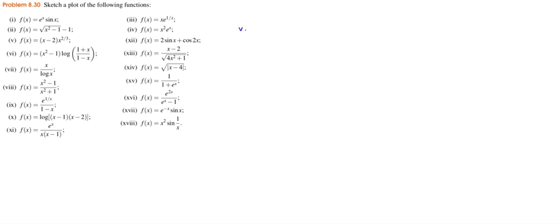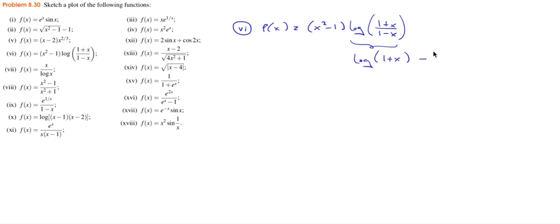Part 6: f(x) is x squared minus 1 times the logarithm of (1 plus x) divided by (1 minus x). Okay, so first of all, let's see what the domain of this function is. Well, you can actually write it like this: the logarithm of 1 plus x minus the logarithm of 1 minus x.